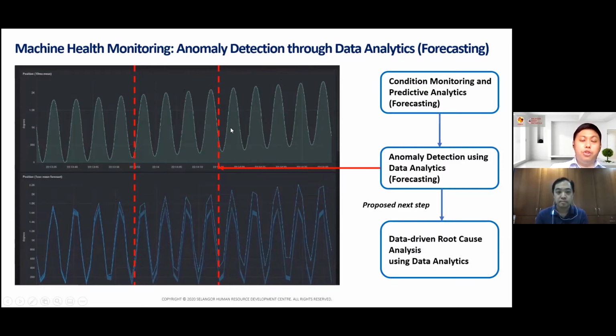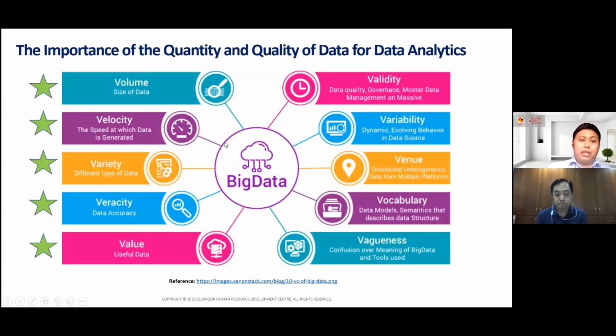So therefore, you want to utilize that kind of forecasting data to actually look at the amount of error that is estimated, right? And therefore, you're able to detect an anomaly from happening. So this is how you utilize data-driven strategies to actually look into your machine health and therefore optimize your machine utilization. So the 5 criteria of importance for quantity and quality of data is really looking at the volume, right?